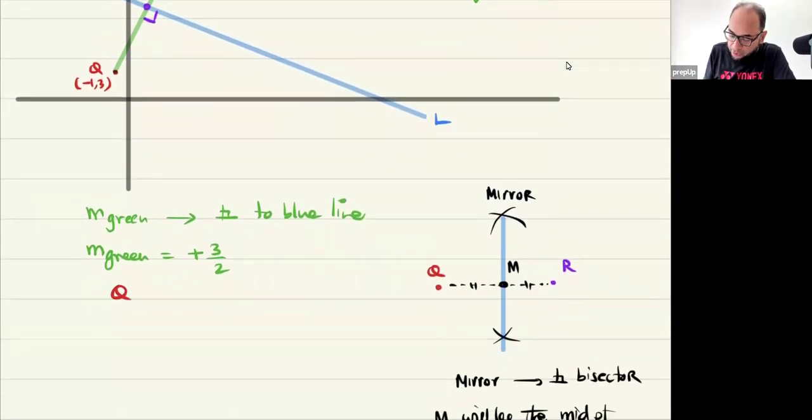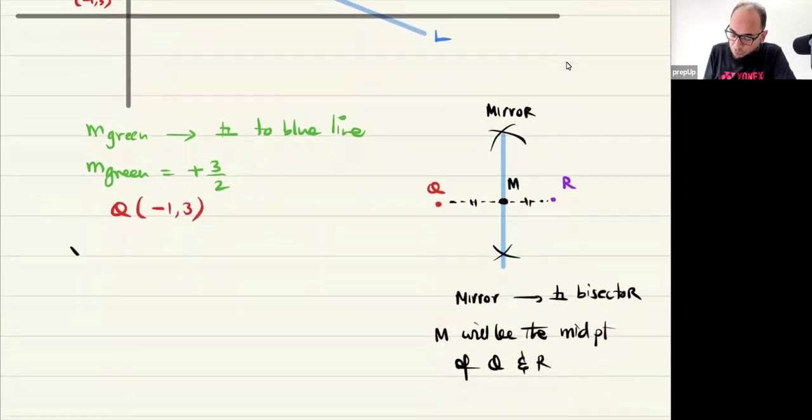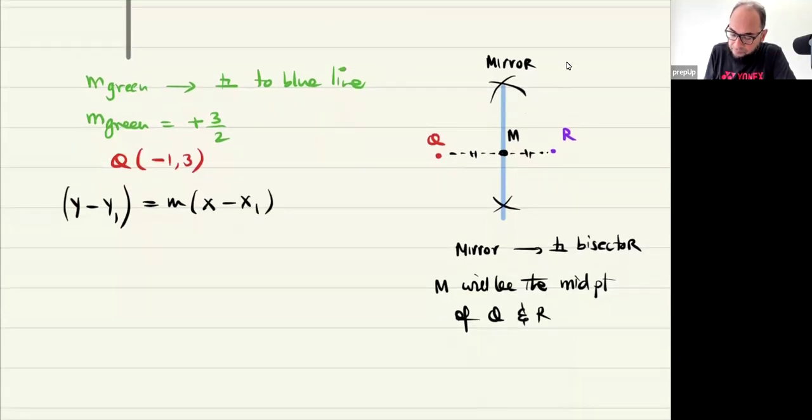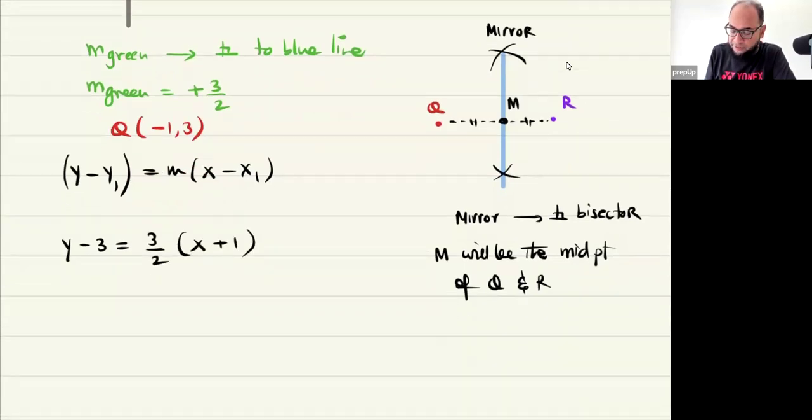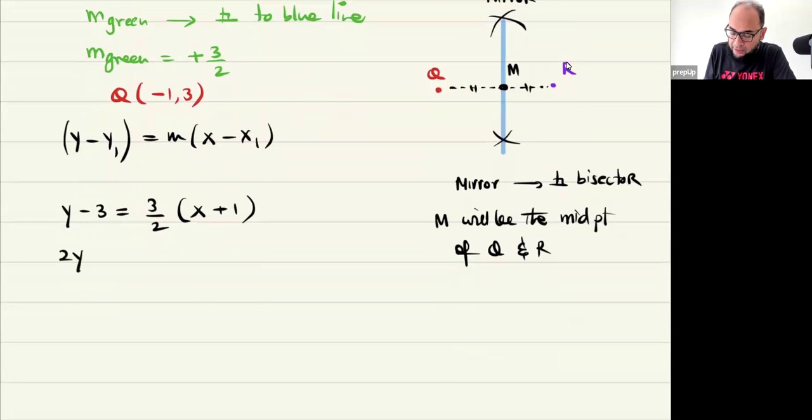So let me write down the coordinates of Q, which is minus 1, 3. And therefore y minus y1 is equal to m times x minus x1. Y minus 3 is equal to 3 over 2 times x minus minus 1, that is x plus 1. 2y minus 6 is 3x plus 3, 2y is equal to 3x plus 9. That is the equation of the green line.